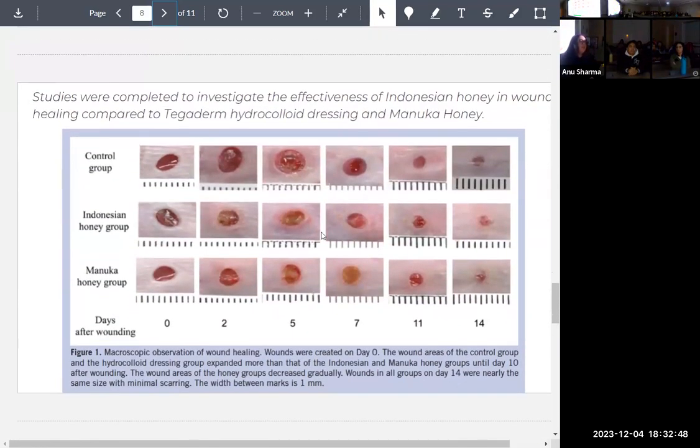So there are studies that were completed to investigate the effectiveness of Indonesian honey in wound healing compared to the Tegaderm hydrocolloid dressing and Manuka honey. So in this control group, it does show that the wound areas of the control group with the dressing expanded more than that of the Indonesian and Manuka honey groups until day 10 after wounding. So the wound areas of the honey group decreased gradually. So all of them were pretty much about the same towards the end, but you notice how much these increased with just the dressing versus the honey.